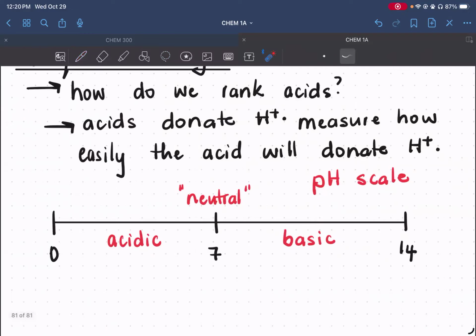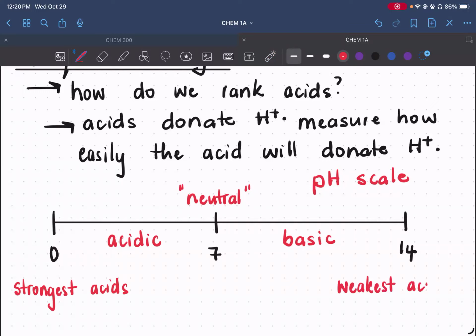In fact, over here on the far left at 0, we have our incredibly strong acids. Over here is going to be our strongest acids. Conversely, over on the far right, 14, we have our weakest acids.